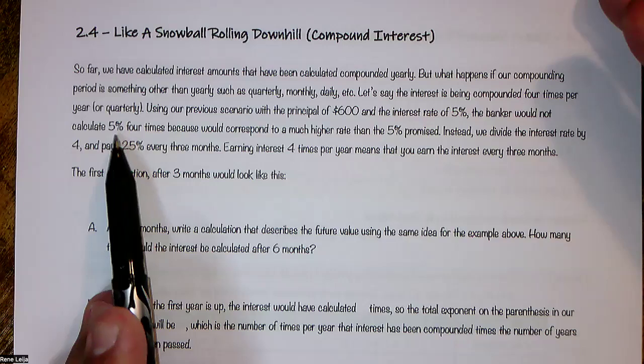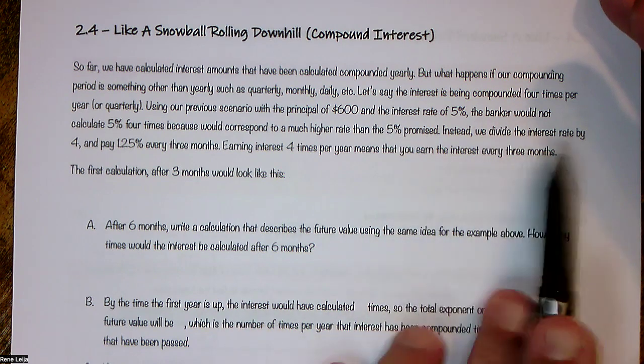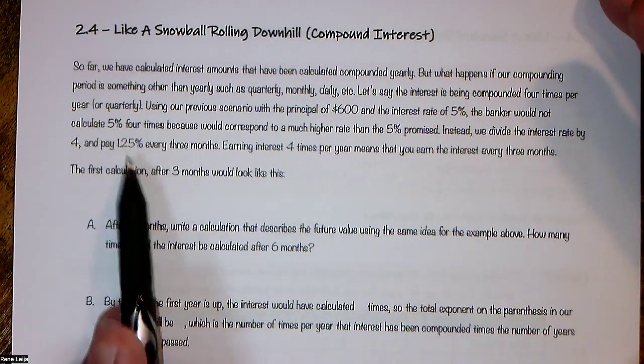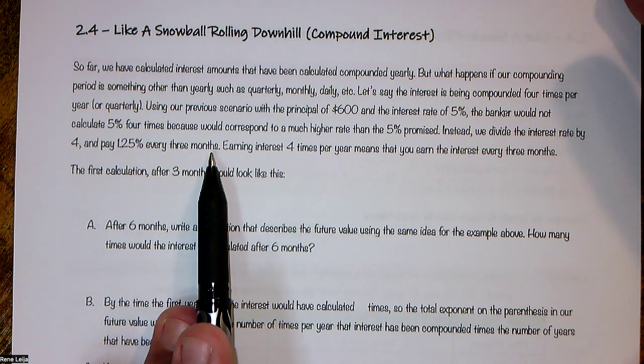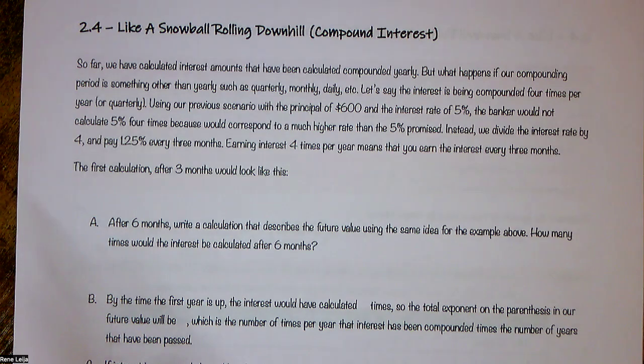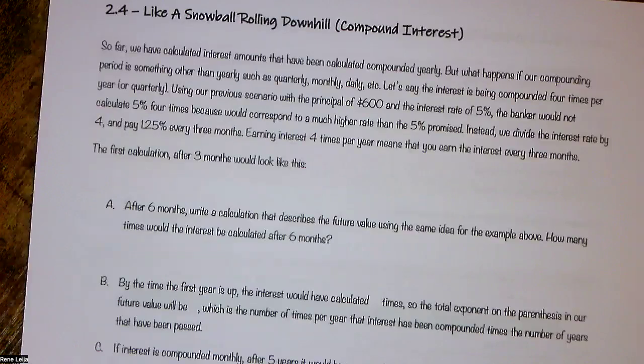That would correspond to a much higher rate than the 5% promised. Instead, we divide the interest rate by 4 and pay 1.25% every 3 months. So quarterly, that means you would divide up your year into quarters. If you divide 12 by 4, that's 3. So every 3 months, your compounding period, your interest would be crunched.